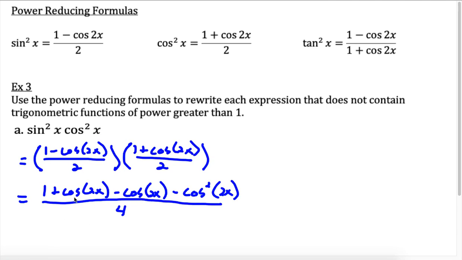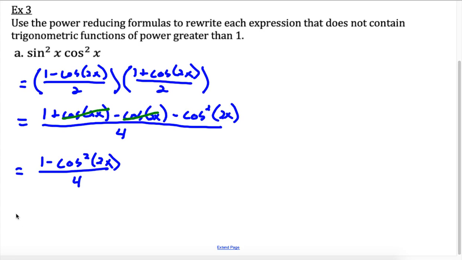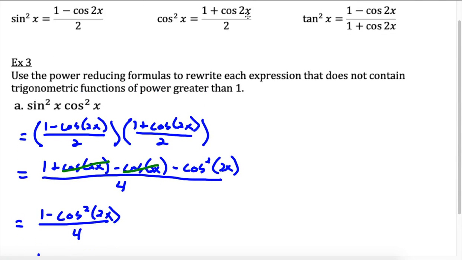Well, I can cancel these out. Positive and negative of the same thing, those will cancel. And then I will just be left with 1 minus the cosine squared of 2x over 4. Well, we still have a second power here. I'm going to need to use a power reducing formula again. So I'm going to say that this is 1 minus. Now, cosine squared is 1 plus the cosine of 2 times whatever the angle was. In this case, my angle was 2x. If I double that, it will now become 4x.